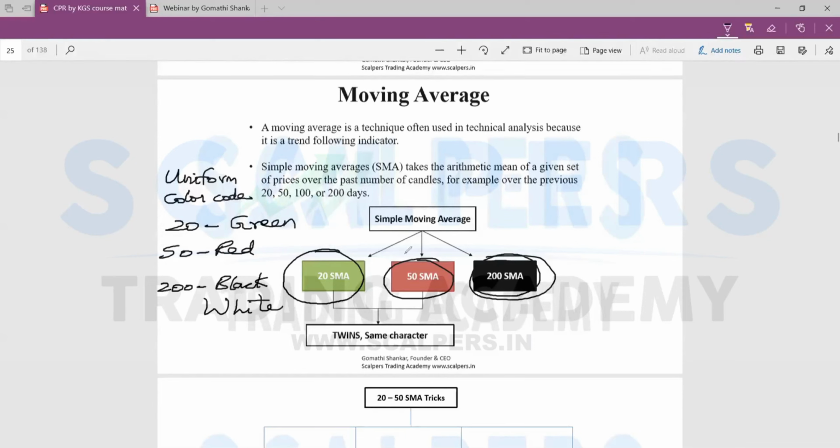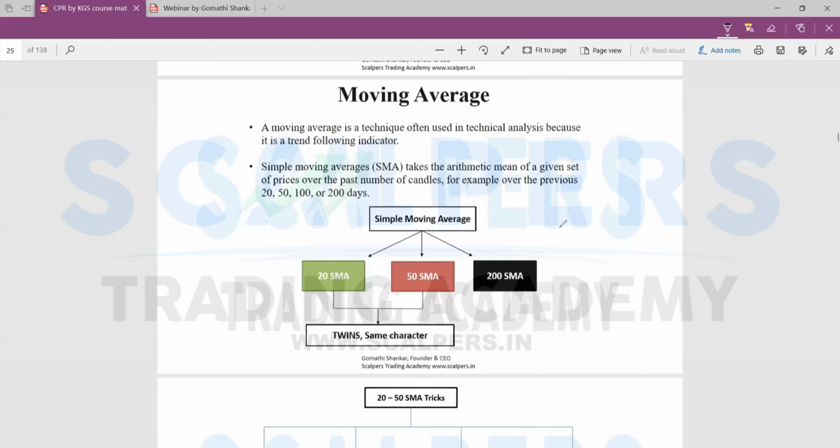Now among these 3 indicators, 20 and 50 are called twins because they have the same character. And we are going to use moving average in 5 minutes only. Don't forget. You can use it in 15 minutes or 3 minutes, but primarily focus on 5 minutes because we are scalpers. We need 5 minutes only.